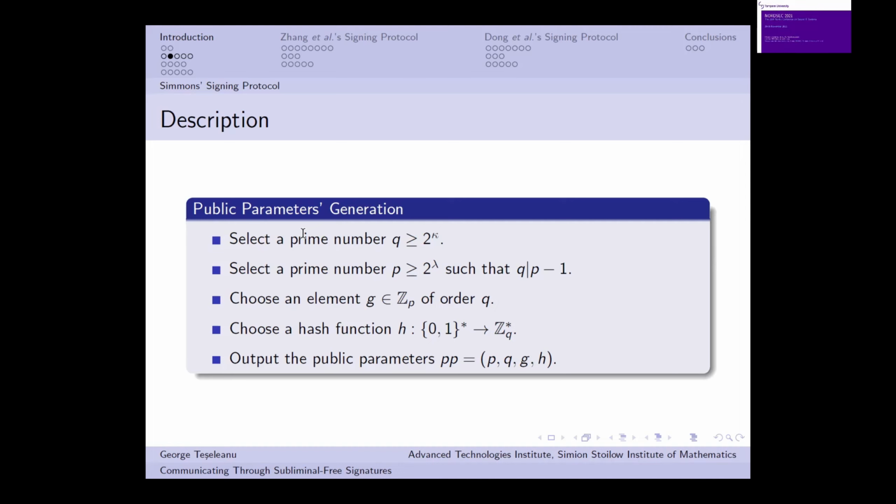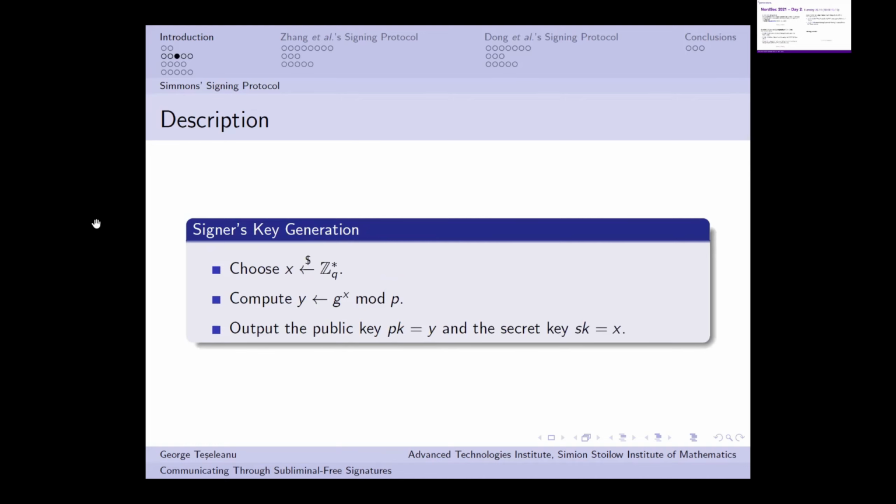Here is the public parameter generation. This is exactly as in the case of DSA. We have two large prime numbers, P and Q, where Q divides P minus 1. We also have an element G of order Q and a hash function. All these parameters are public. Now, when Alice wants to sign a message, she first chooses her secret key, X, randomly from integers modulo Q, and then she computes her public key, which is simply G raised to the power X, modulo P. This again is the same as in the case of DSA.